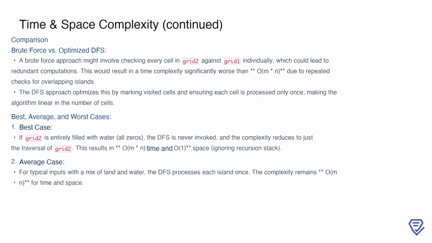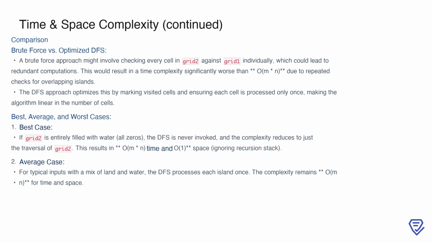Let's compare this optimized depth-first search approach to a brute force method. A brute force strategy might involve individually checking every cell in grid 2 against grid 1, leading to redundant computations as overlapping islands could be processed multiple times. This inefficiency could result in a time complexity far worse than m*n. In contrast, the DFS method avoids redundant processing by marking visited cells, ensuring each cell is handled only once, which makes the algorithm linear in the number of cells.